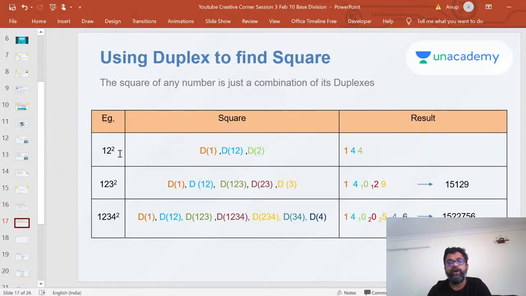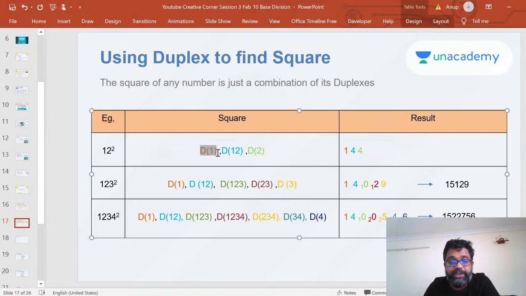So essentially, how do you use the duplex to find a square? Suppose you're trying to find the square of 12, 12 squared. The very first step is, now watch out for these colors, because I put the colors for a reason. The orange colors mean you're finding the duplex of a single digit, and the result of that is what is here in that orange.